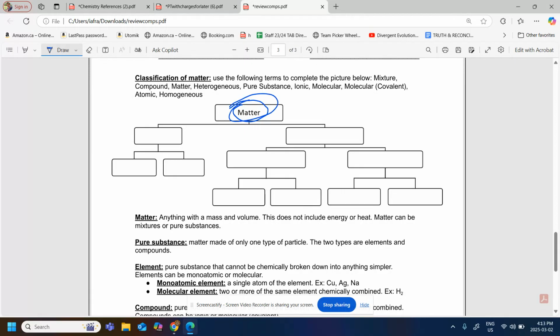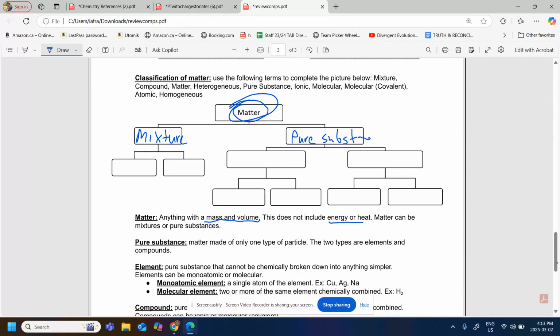Matter is really anything that has a mass and a volume. And that's not energy or heat. So when you look at matter, as I mentioned, it can be pure substances or mixtures. So we'll put mixtures over here, and we'll put pure substances over here.